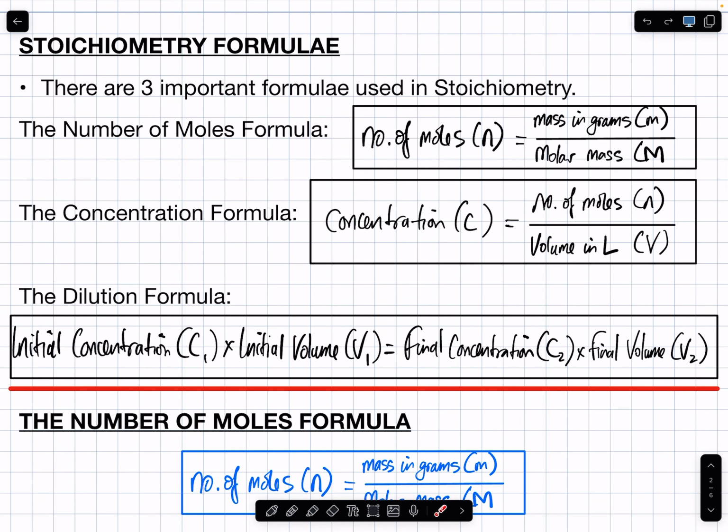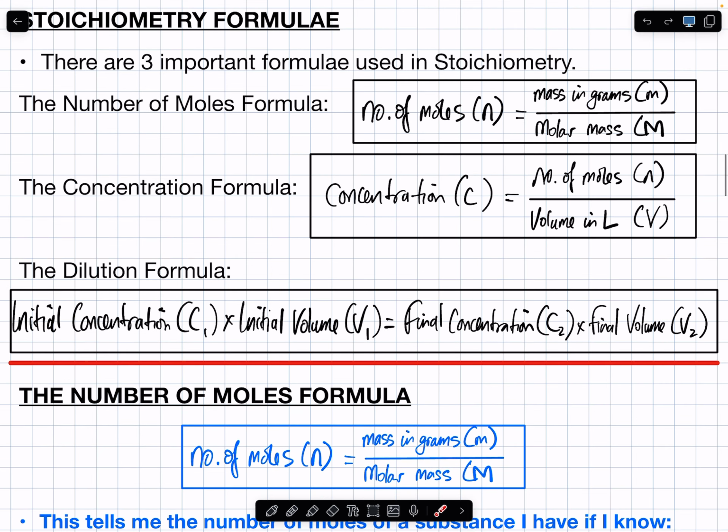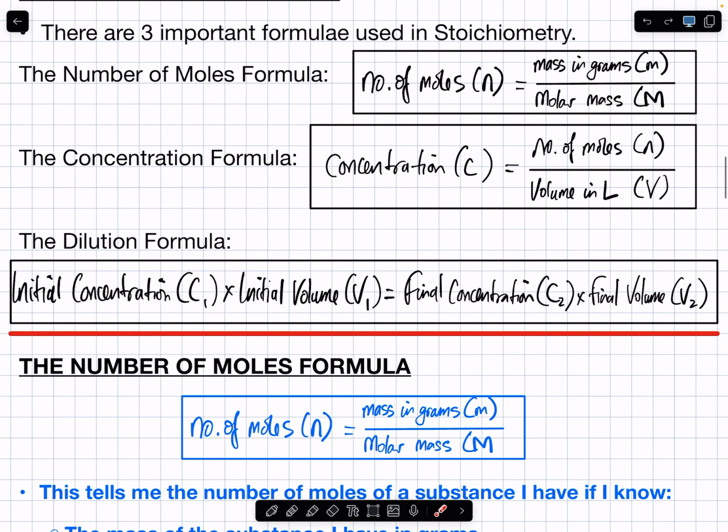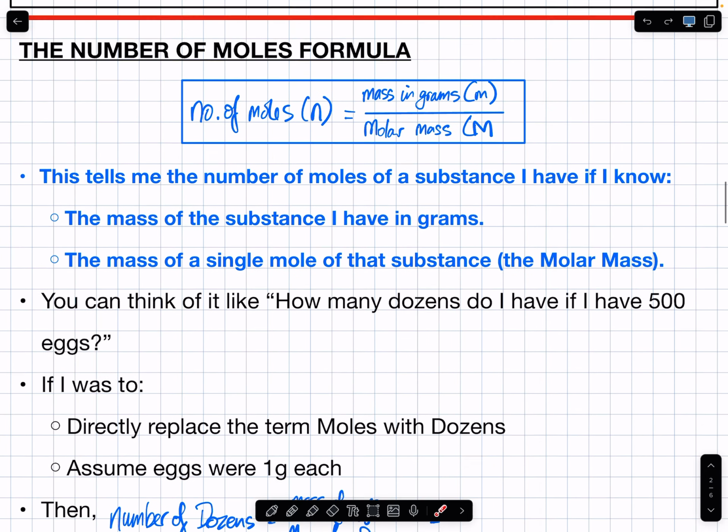we did this. These are the 3 stoichiometry formulae. There are 3 important formulae used in stoichiometry. The first one is the number of moles formula. Don't worry about writing this because we'll go over them specifically one by one. The number of moles formula, the concentration formula, and the last one we finished on was the dilution formula.